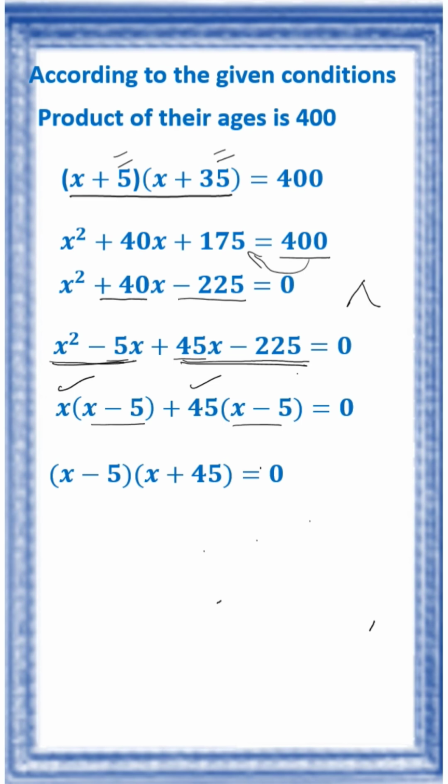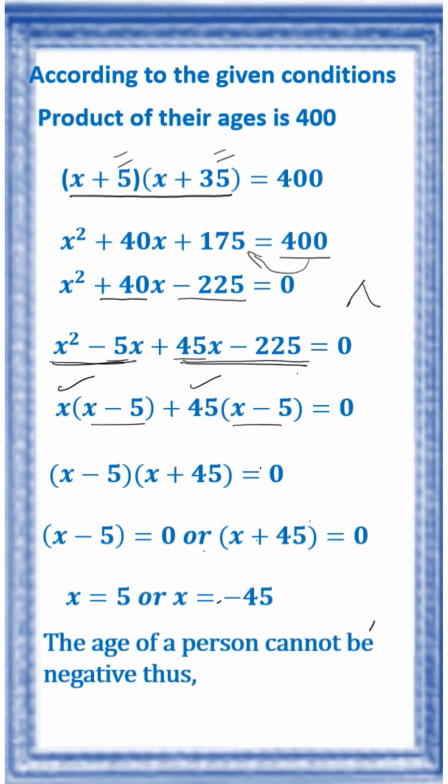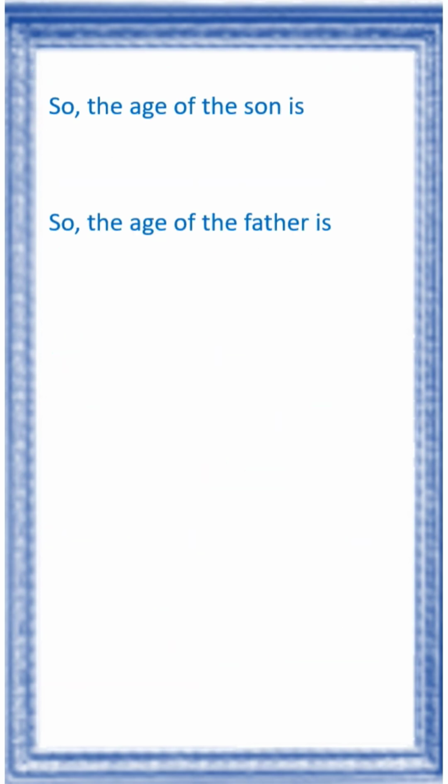So x is equal to 5 or x is equal to negative 45. But the age of a person cannot be negative. So the age of the son is x equal to 5. So the age of the son is how much? 5 years. The age of the father is 5 plus 30, which means 35 years.